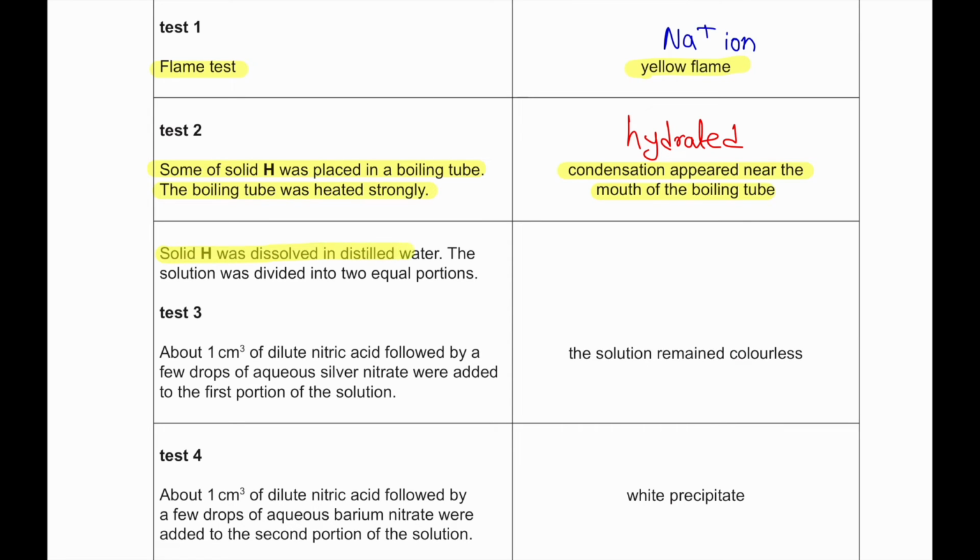Solid H was dissolved in distilled water. The solution was divided into two equal portions. About 1 cm³ of dilute nitric acid followed by a few drops of aqueous silver nitrate were added to the first portion of the solution. The solution remained colorless. So dilute nitric acid followed by silver nitrate is a test for halide. And since there is no halide present, the solution remained colorless.